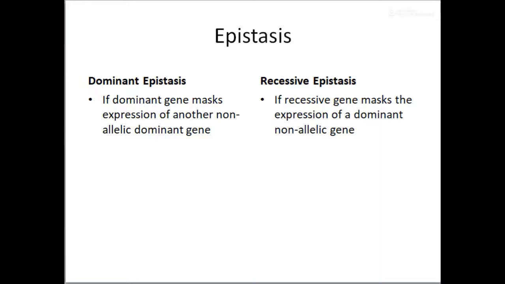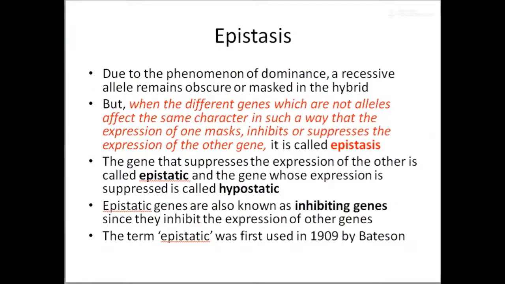So, if a dominant gene masks the expression of another non-allelic dominant gene, then we refer to it as dominant epistasis. When you come across different examples, you will be more clear with it. And if a recessive gene masks the expression of a dominant non-allelic gene, that is referred to as recessive epistasis. And the gene which is getting suppressed or modified here is referred to as a hypostatic gene. I guess you remember this. The gene whose expression is suppressed is referred to as a hypostatic gene.